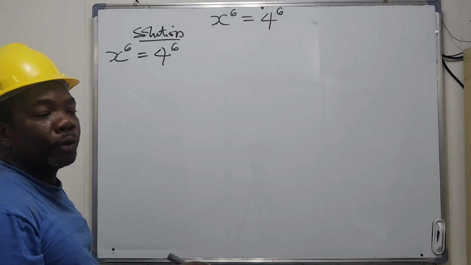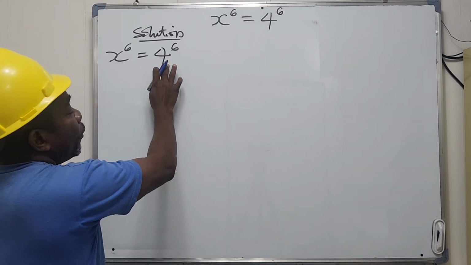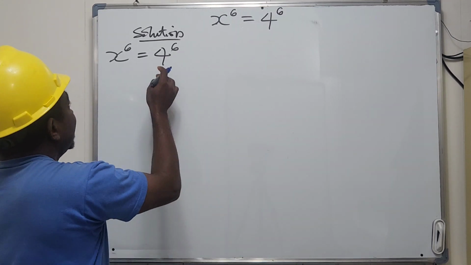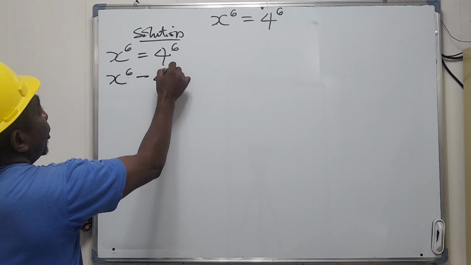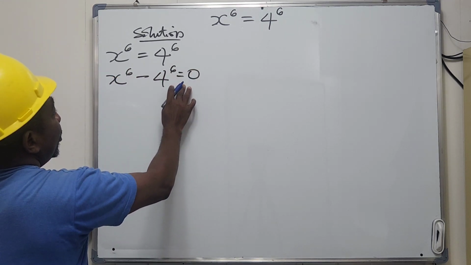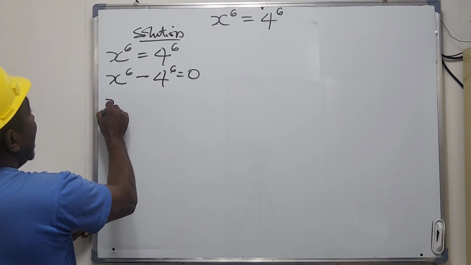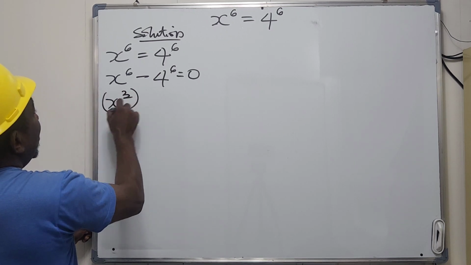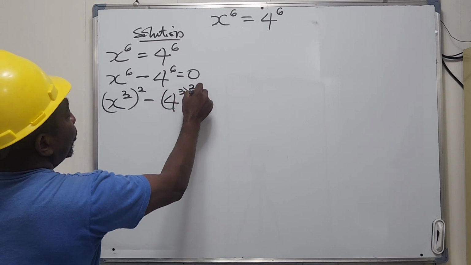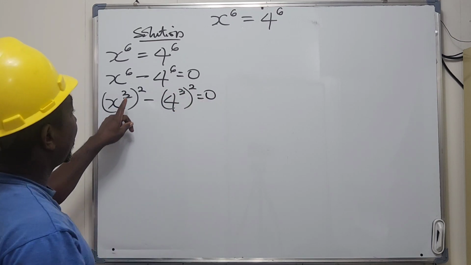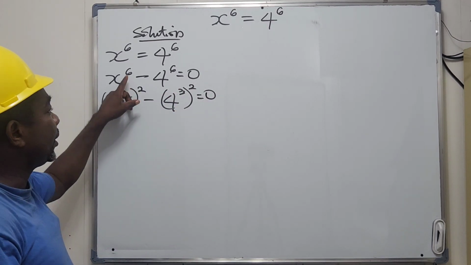So what we are going to do is transpose 4 to the power of 6 to the left hand side. So this will become x to the power of 6 minus 4 to the power of 6 equals 0. We can write this as x to the power of 3 all to the power of 2 minus 4 to the power of 3 all to the power of 2 equals 0. You can see that 3 times 2 is 6.